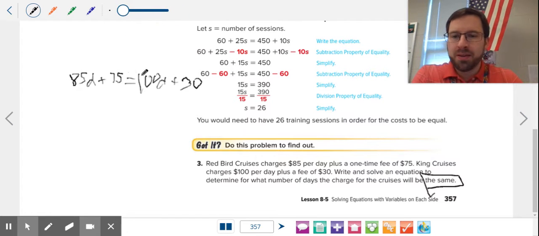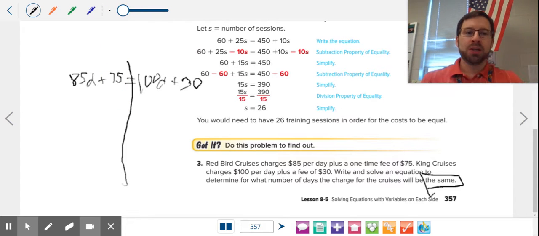So notice this one has a higher startup fee than this one, but this one charges more per day. So this one is more expensive the longer you go, and this one's more expensive the less you go because you pay more up front. But the longer you go, it's cheaper. Okay? So we have to determine at what point are they the same? Are they equal? Because until that equal point, King Cruises is better. After the equal point, Redbird Cruises is better. So once we get to the equal point, we can determine this is better or this is better.